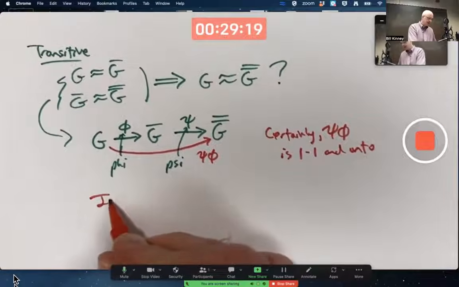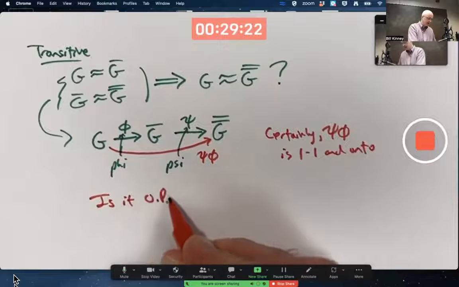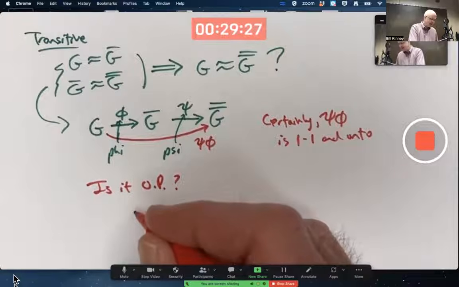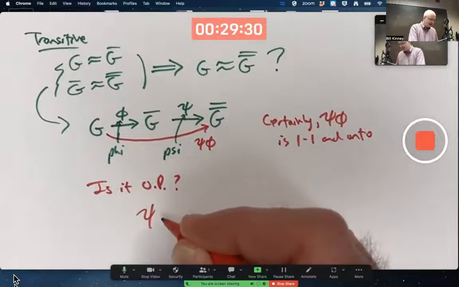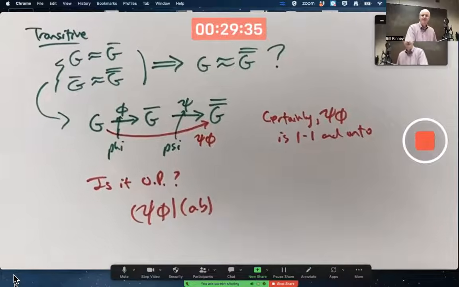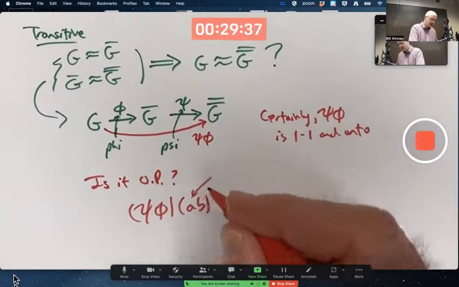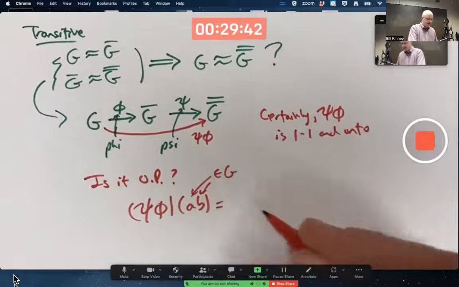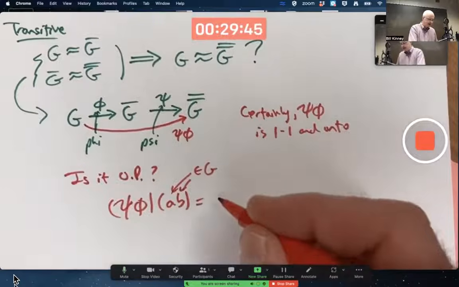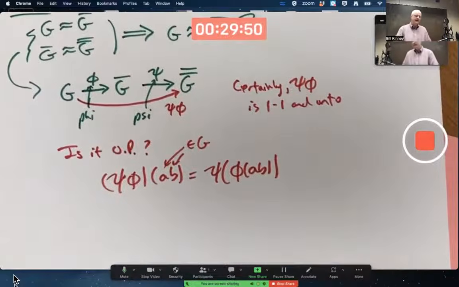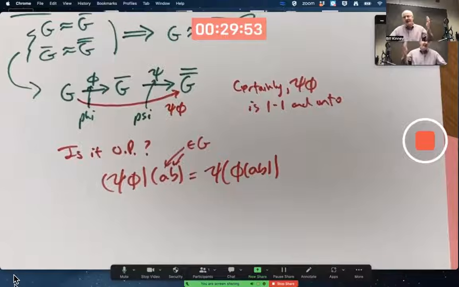Is it operation preserving? Is it OP? Well, you just got to try and see. What's psi compose phi of a given product AB, where A and B are in G? You have to, first of all, use the definition of function composition. That's the same as psi of phi of AB. And I hope you look at that and say, okay, I've got to use the fact that psi and phi are operation preserving. That's got to be relevant.